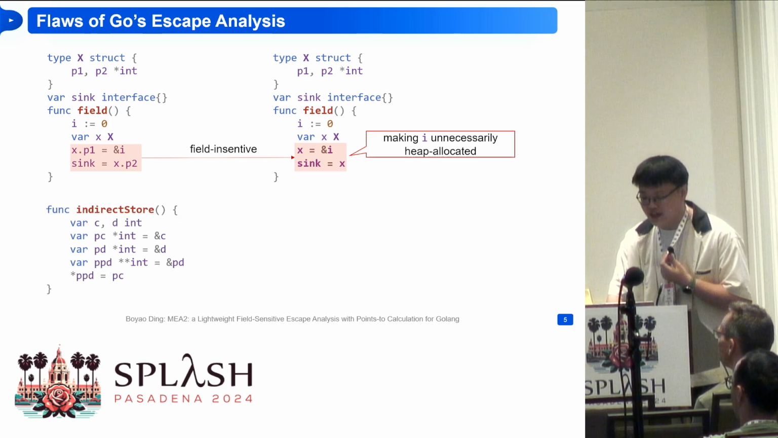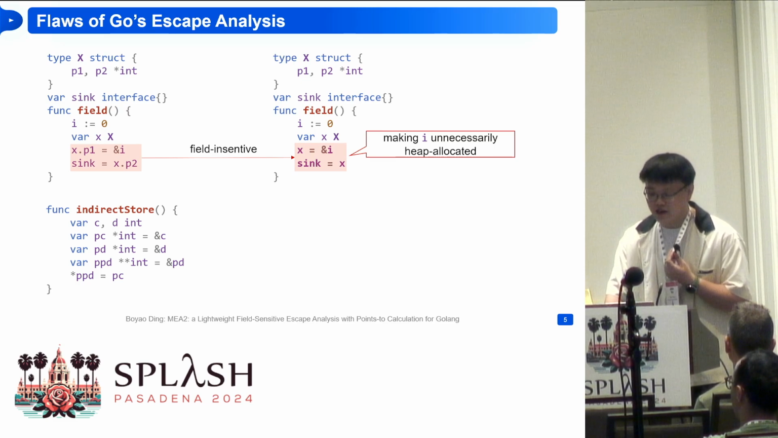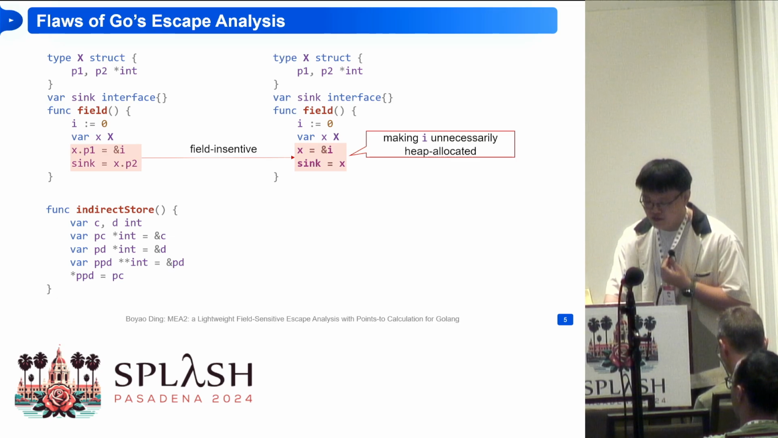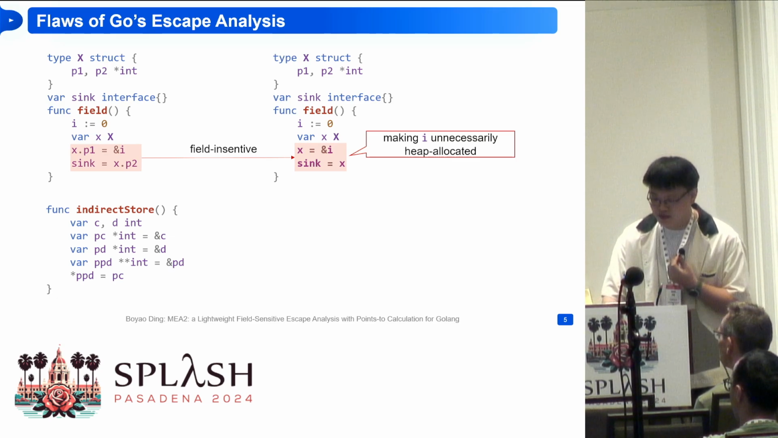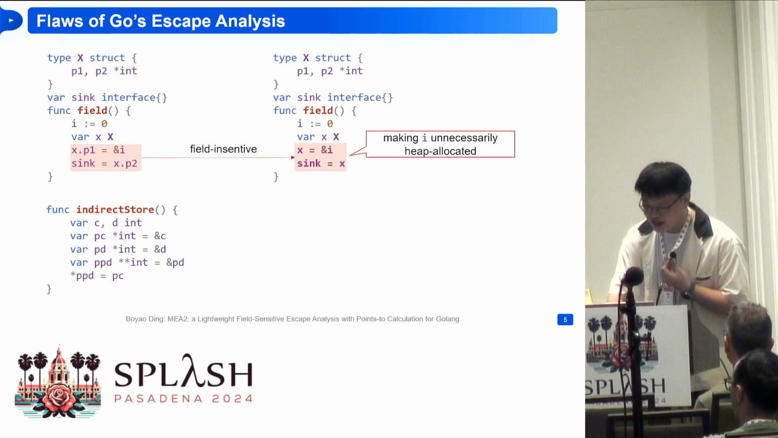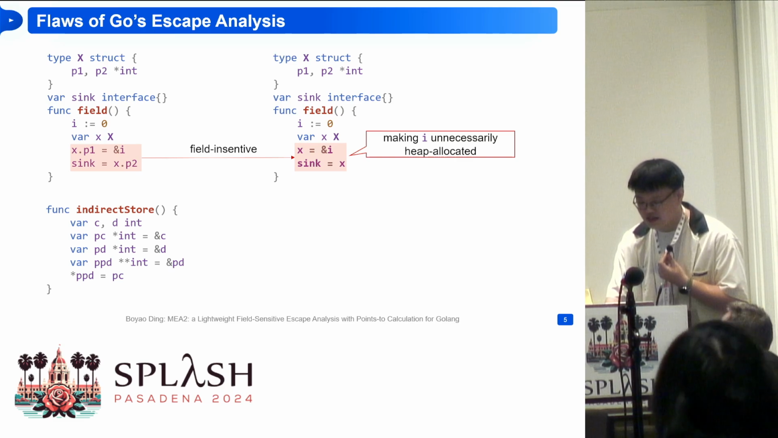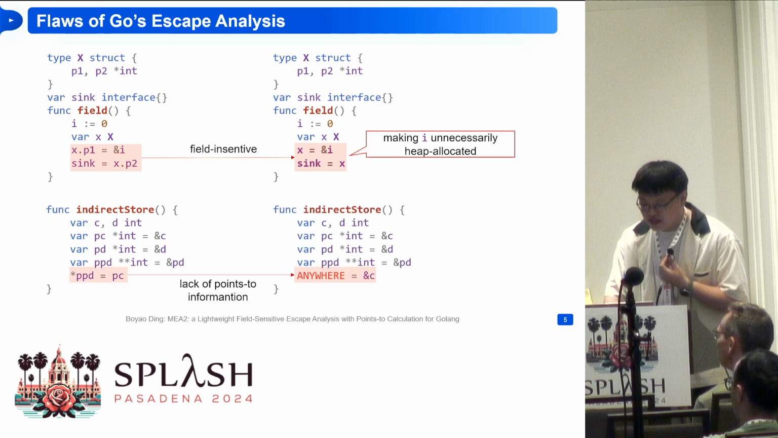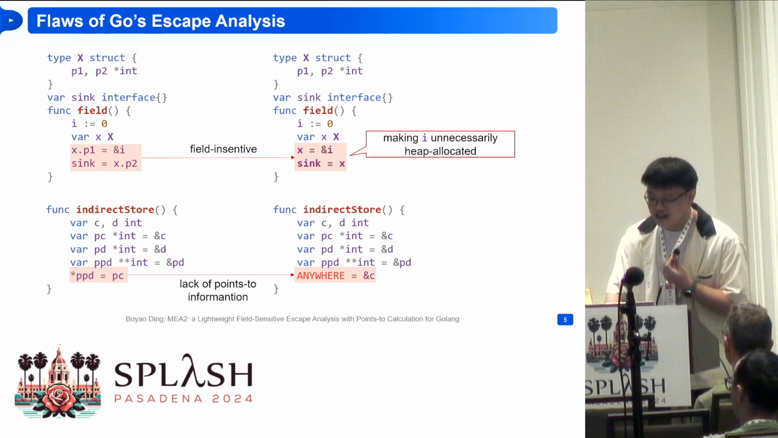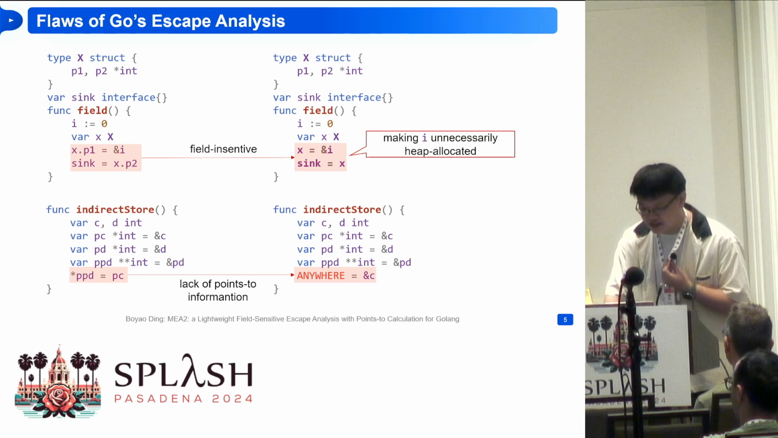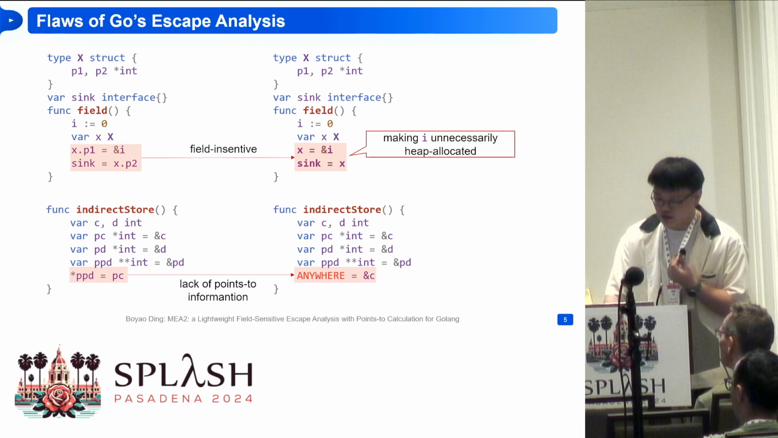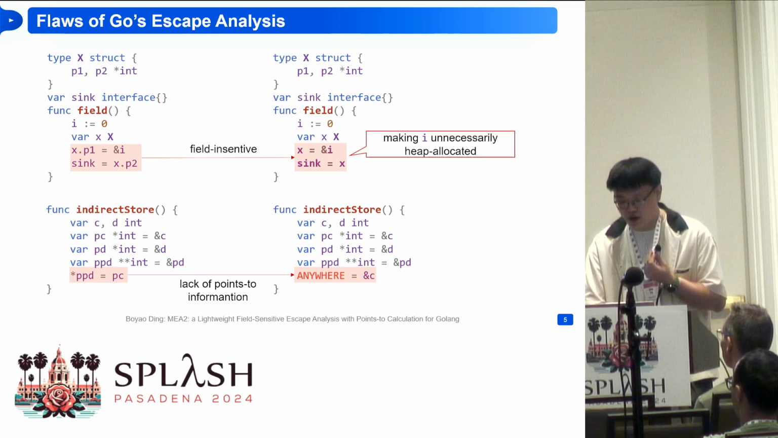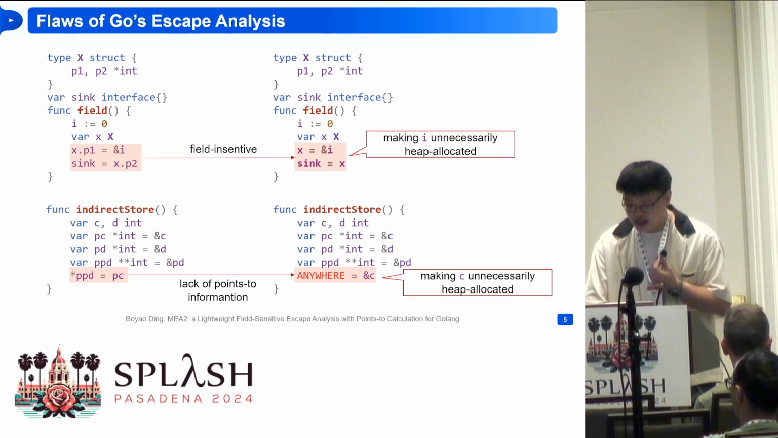Secondly, Go's escape analysis doesn't attempt to calculate the points-to set for pointers. For example, here, we can know that pc points to c, and pd points to d, and ppd points to pd. In the last line, the value of pc is assigned to pd through dereferencing ppd. But due to the lack of points-to information, Go's escape analysis assumes that ppd could point to any location, conservatively concluding that c might be referenced by an arbitrary heap pointer, leading to the unnecessary heap allocation of c.